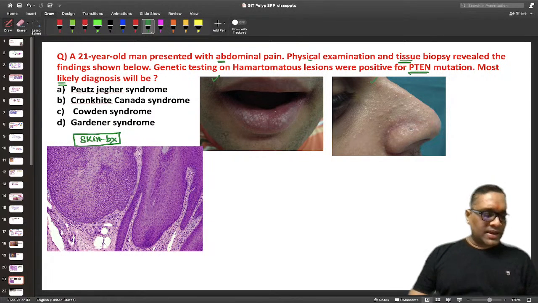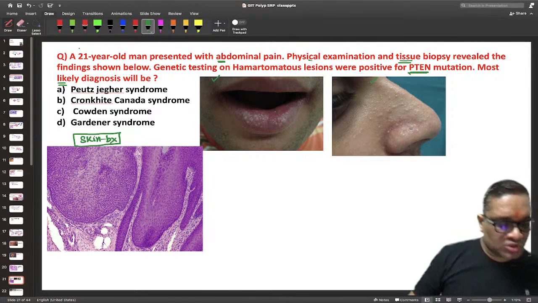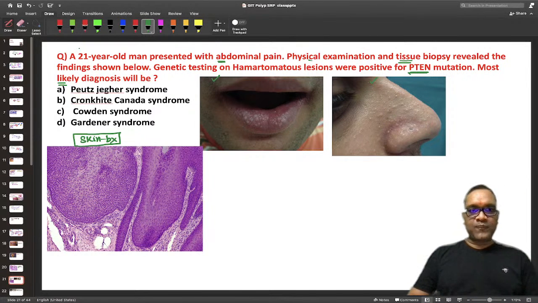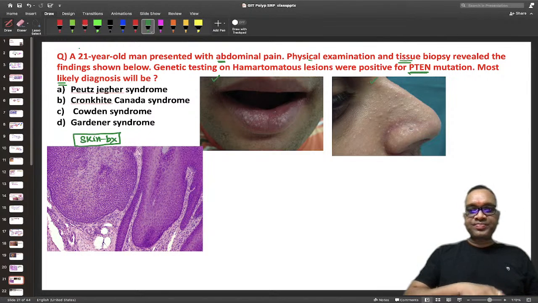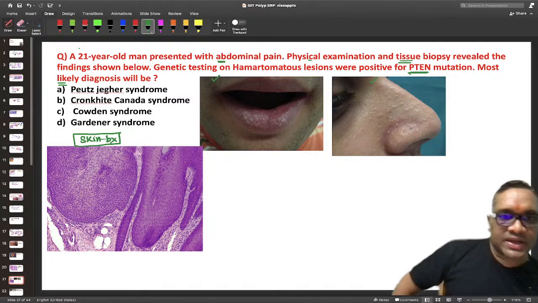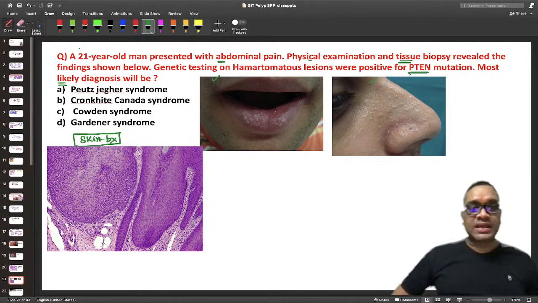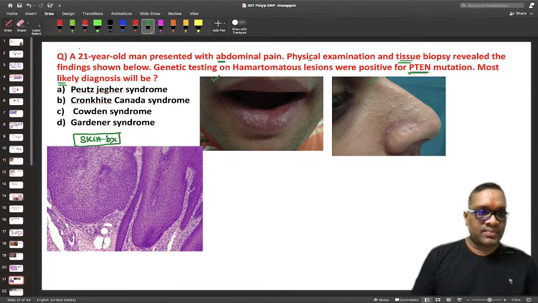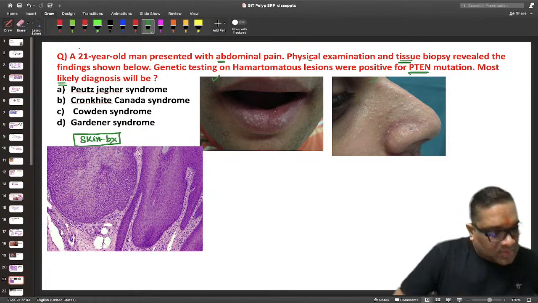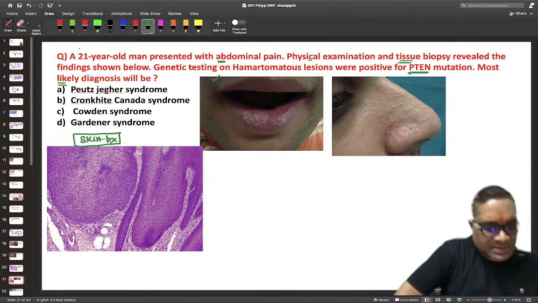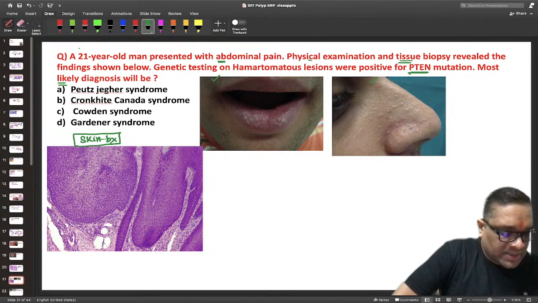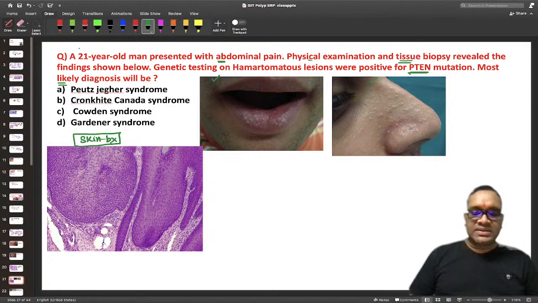So what will be the most likely diagnosis in this condition? See the mouth and nose area, they are showing you a characteristic thing. Then there is a skin lesion. So what will be your diagnosis now? Very good. Who is giving the right answer? Aryan has given me the first correct answer. That is Cowden syndrome, right? So this is Cowden syndrome.